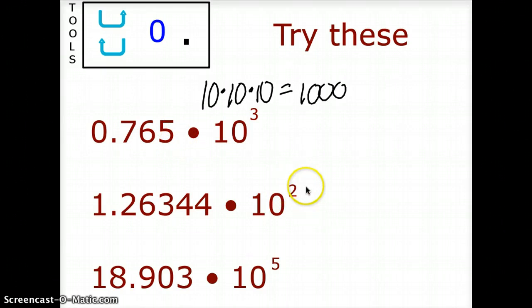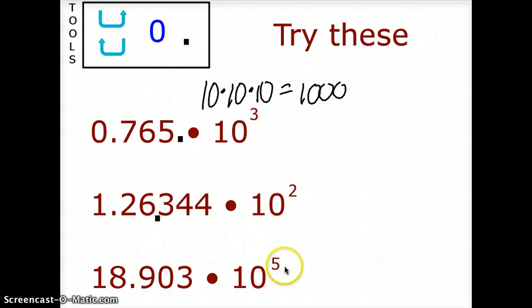For the second example, 10 squared is 100, that has 2 zeros, and the exponent tells us to move it over twice. So the decimal would end up between the 6 and the 3. I could drag these decimals to the spots that I'm talking about. So that's where our final decimal would end up.